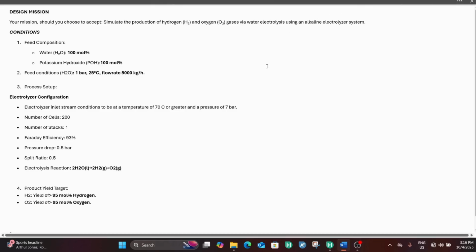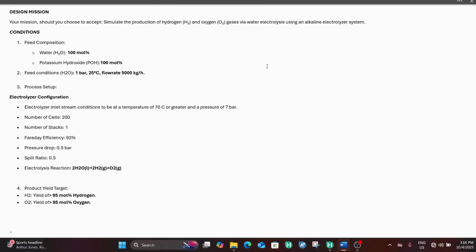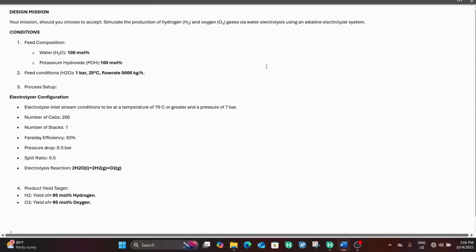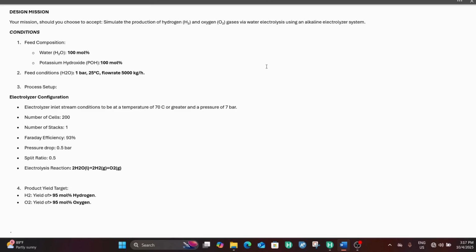So with this, we have the preliminary information we need to start our modeling, even though some minor important information is missing. Things like our fluid package, and also the conditions of our potassium hydroxide stream. We only know that it's 100%. We're going to create a stream of 100% potassium hydroxide, but we do not know the feed conditions for the potassium hydroxide. So as always, it's design simulation. We have to carry out some research. So let's head to the Aspen Hysys environment.